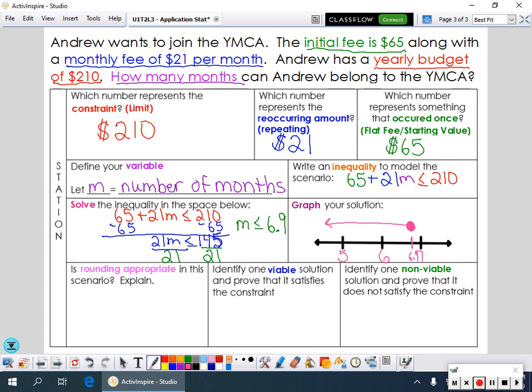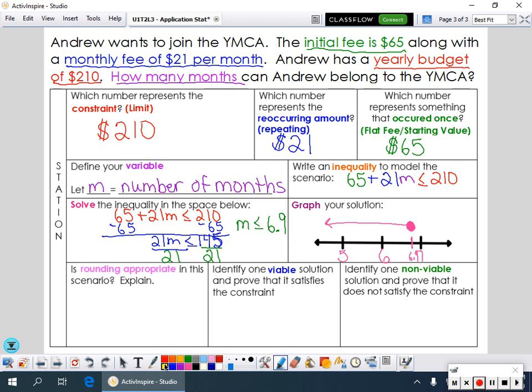Now, if you look at this next question, is rounding appropriate? Here's what we want to think about. According to our math, when we figured this out mathematically, he could pay for 6.9 and a big long decimal. When you're joining a gym or the YMCA, they don't let you pay for parts of a month. So we need to figure out, are we talking about 6 months or 7 months? Is rounding appropriate in this situation? If he has enough money for 6.9 months, should we round it up to 7? It's really close to 7, but does he have enough money to pay for 7 months?